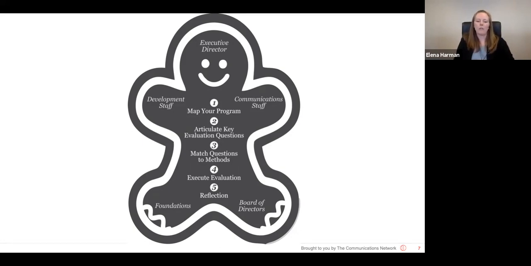So the spine, those numbers down the center, are the basic processes related to evaluation. And the 5 limbs, head, arms, and feet of this little gingerbread man are some of the key roles that are engaged in this. And so you'll see communication staff is a role that I talk about as being the hands of evaluation. So they are really the doers. They're often the ones who are being asked to implement evaluation in their own work and to communicate about evaluation externally. So back to those 2 parts again.